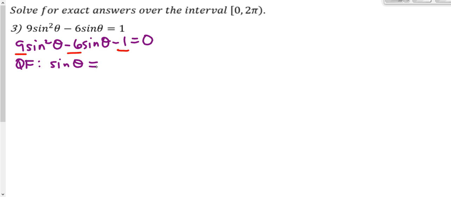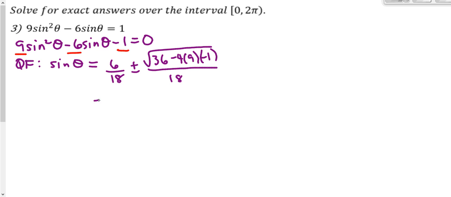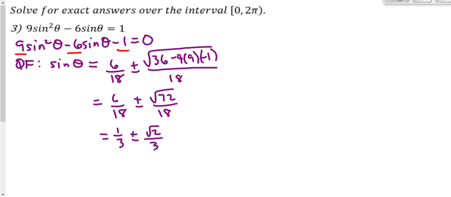Our value of A is 9, and our B is -6, and our C is -1. So sine theta is the opposite of B, positive 6, over 2A, 18, plus or minus the square root of B squared, 36, minus 4AC, so minus 4 times 9 times -1, over 18. And that gives us 6/18 plus or minus the square root of 72 over 18. You're going to simplify 6/18, that's 1/3. And you're going to simplify square root 72. That would be 6 square root 2, and it reduces with the 18, and you end up with square root 2 over 3. Just to speed things up a little bit, I didn't write all those steps. So those are the values of sine theta.